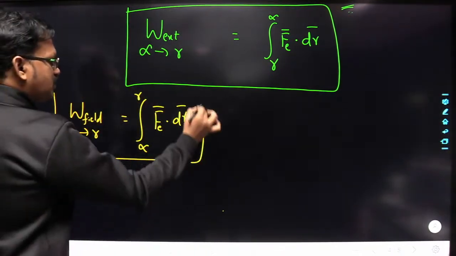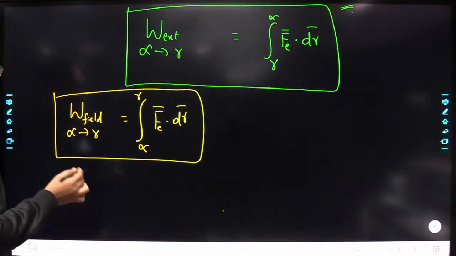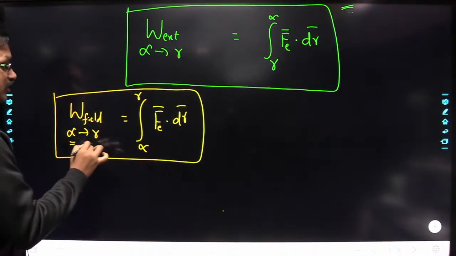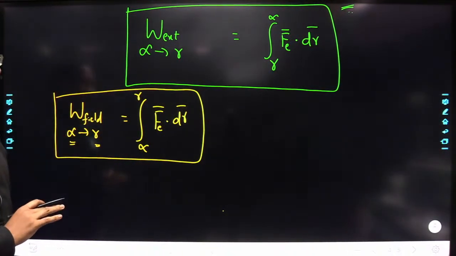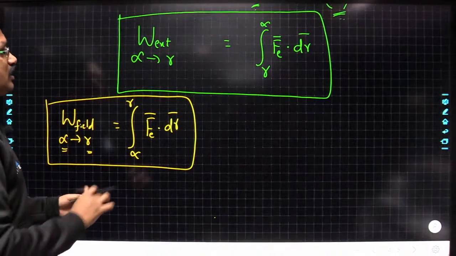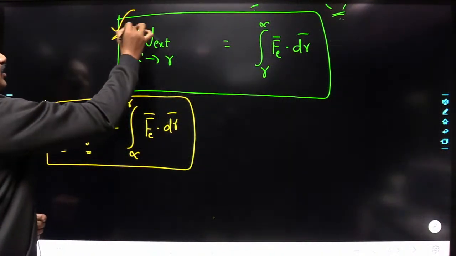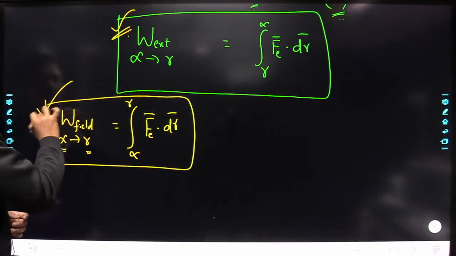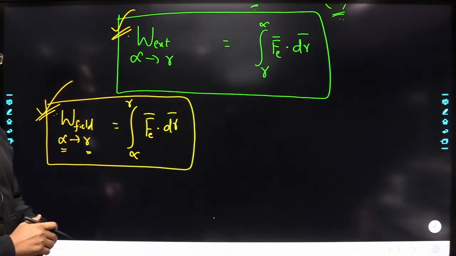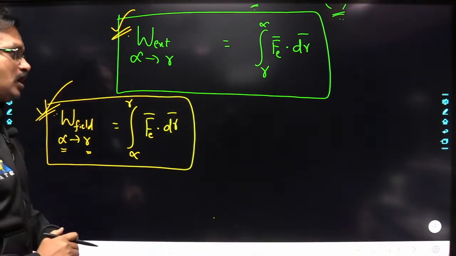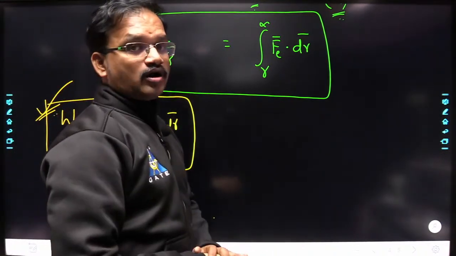This is work done by the field in moving the charge from infinity to R. Understood? Now if you observe, this is the work done by the external agent, and this is the work done by the field. Now what is the total work done or net work done?